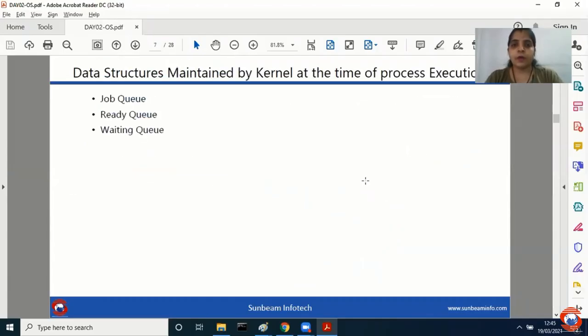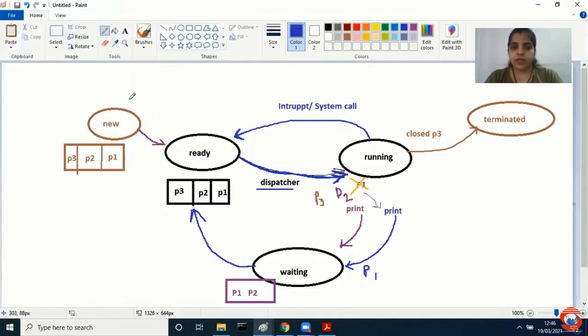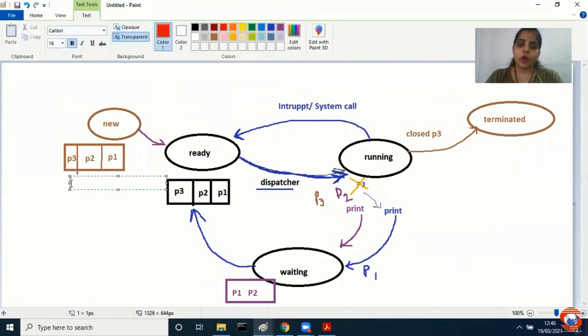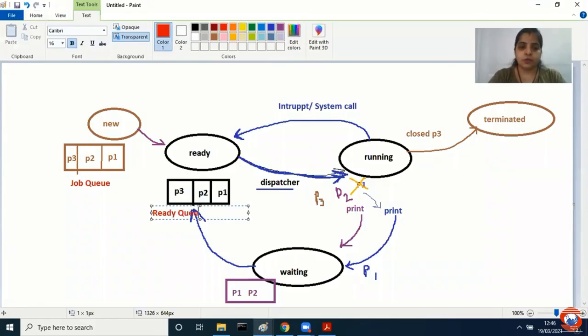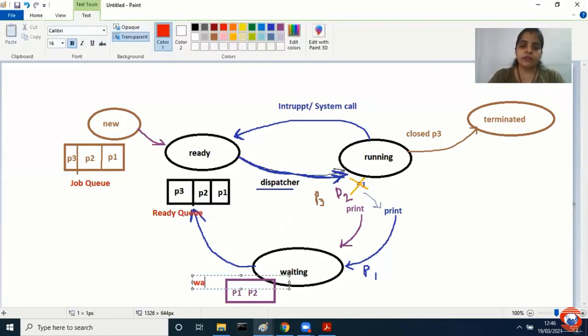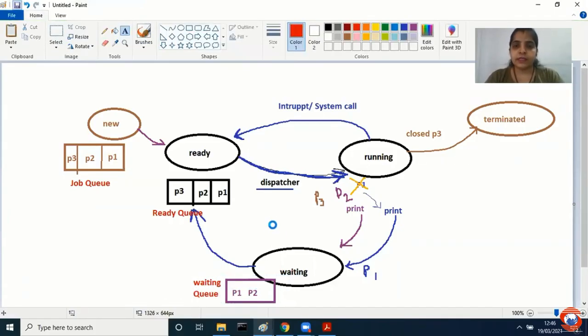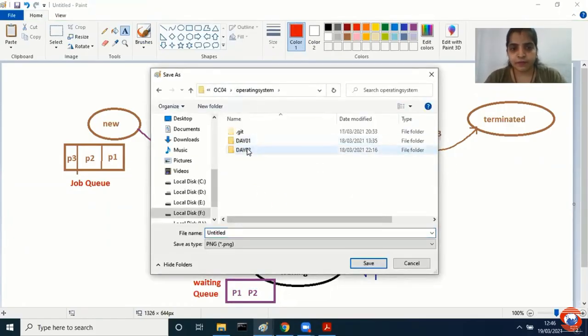All right. Now, as I said, when I'm in the new state, it maintains a queue. इस queue को मैं बोलती हूँ job queue. When I say my operating system maintains a queue of what all processes are ready, this queue is named as ready queue. And the processor also maintains the processes in the waiting state, in one data structure which is called a waiting queue. This is called a process diagram or process state diagram.